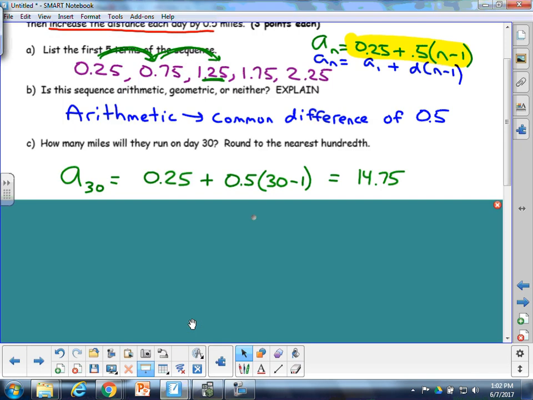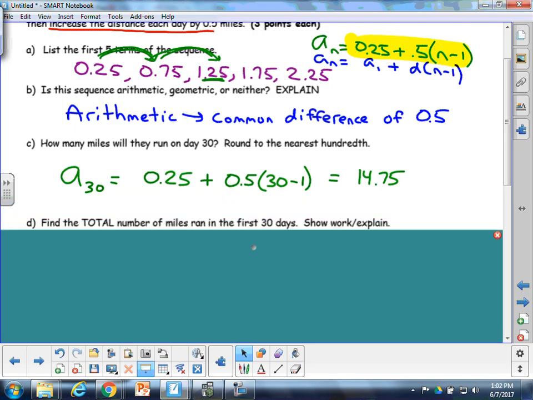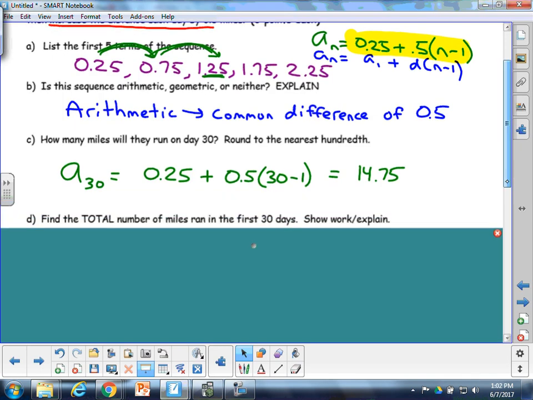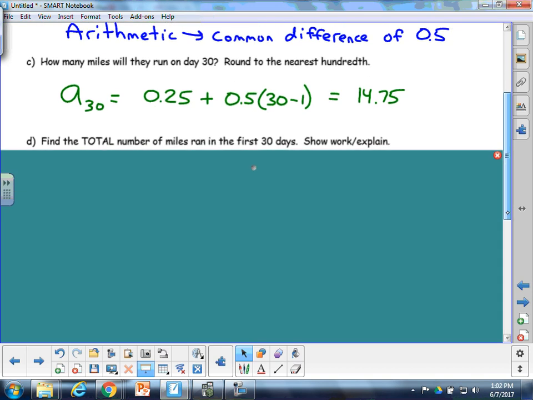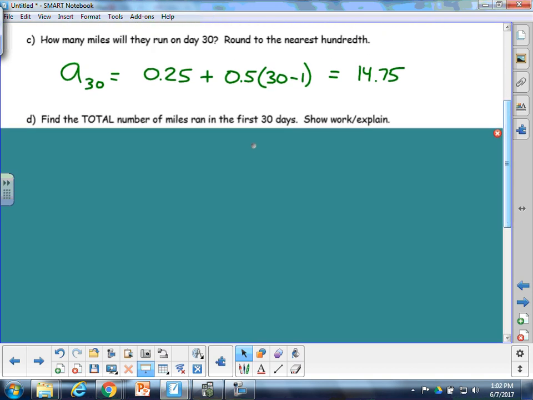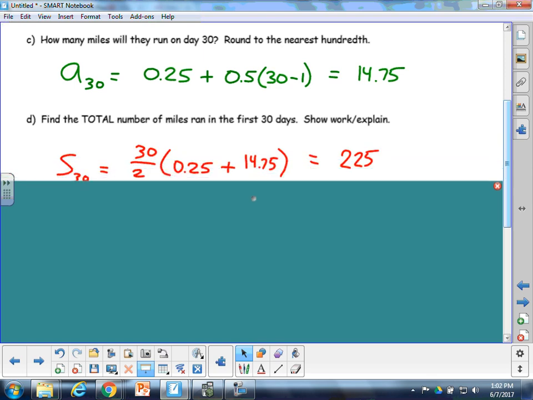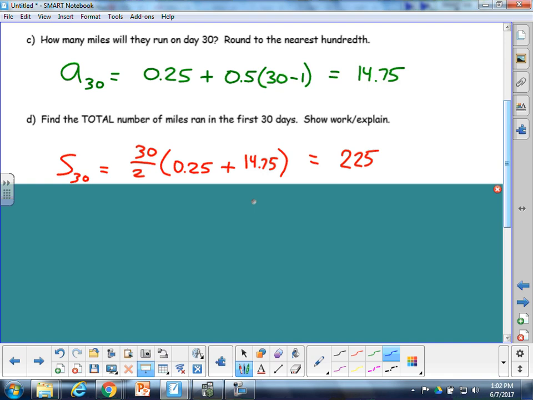All right, so what else we got here? Find the total number that we run on the first 30 days. Okay, so this is a combined total. On days 1 through 30, how many miles total will we have run? So this is where we're going to use the series formula, n over 2 times a_1 plus a_n. So again, a_1 was 0.25. Now just remember here, be careful.